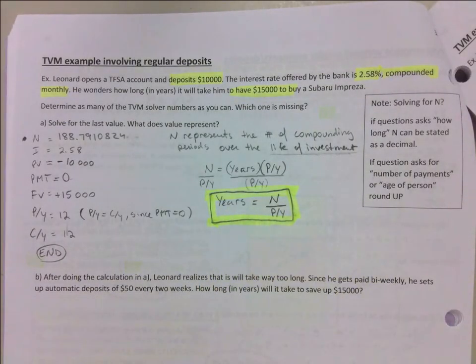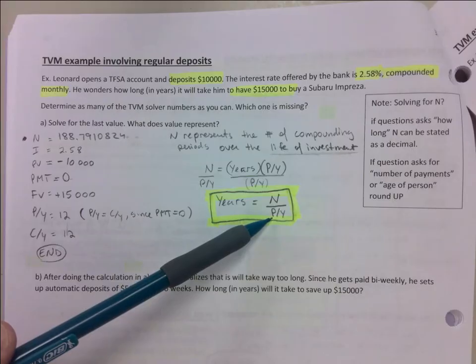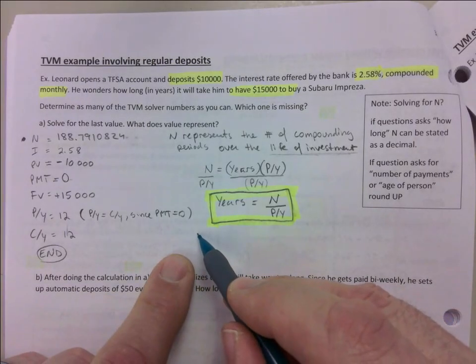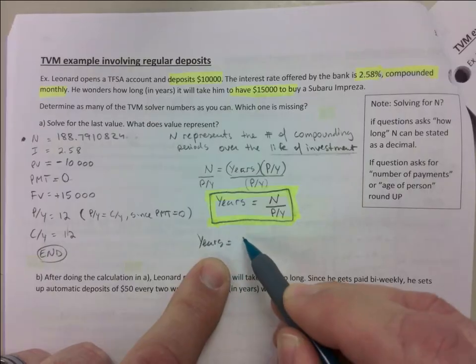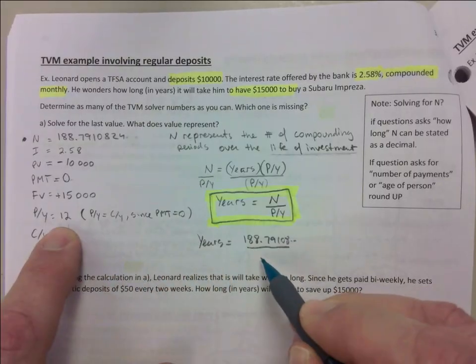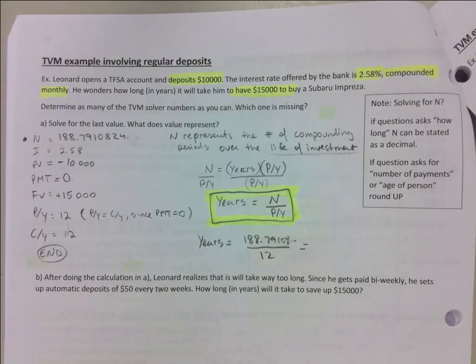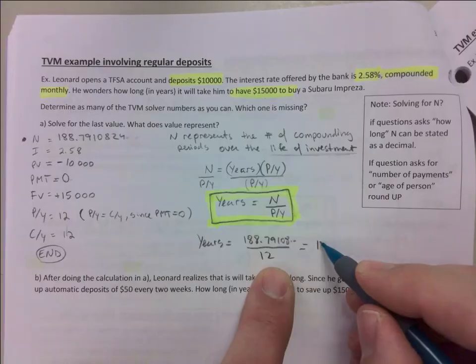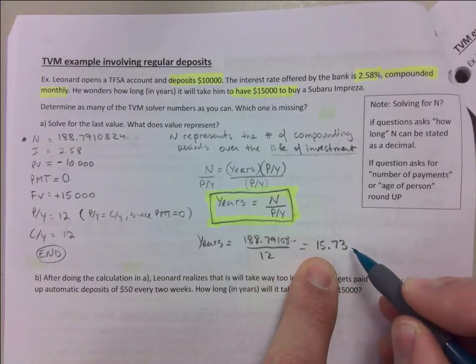But if you want time, like how long did it take you in years, you will have to solve for N and divide it by PY to get your time in years. That's just how it goes, okay? So years, in this case, will be 188.79108 divided by PY, which is 12. And that gives you 15.73 years.